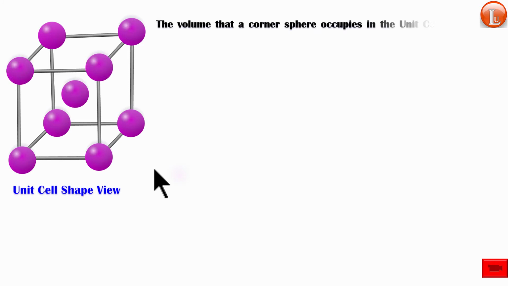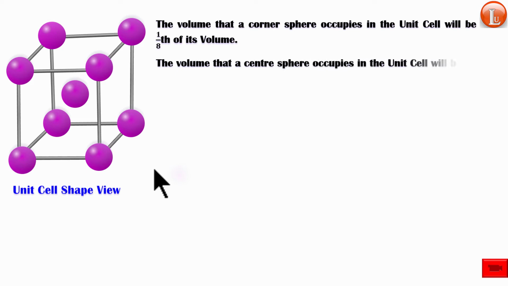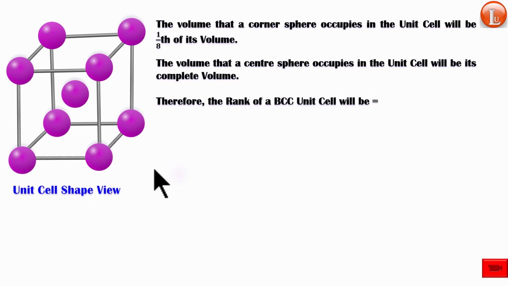The volume that a corner atom occupies would obviously be 1 by 8, just like primitive. And the volume that the center occupies would be completely 1 because it's right at the center. It's not being shared by any unit cell. The volume that a center sphere occupies in the unit cell will be its complete volume. So the total effective number of atoms, or the rank, will be 2: 8 into 1 by 8 plus 1. Therefore, the rank of a BCC unit cell will be 1 by 8 into 8 plus 1 equal to 2. Now let's see the contact points. How are the atoms in contact view?